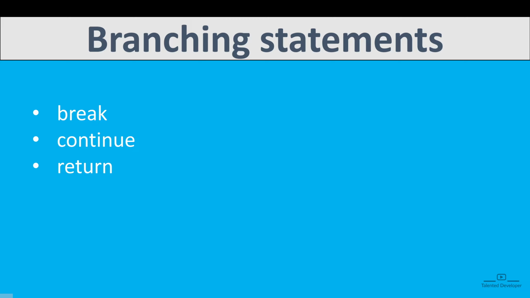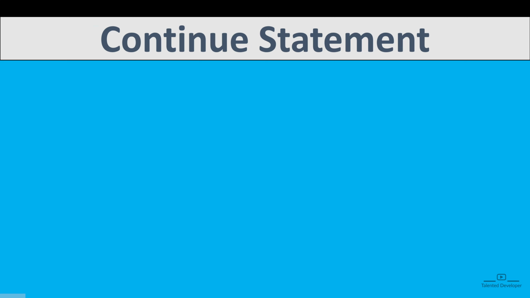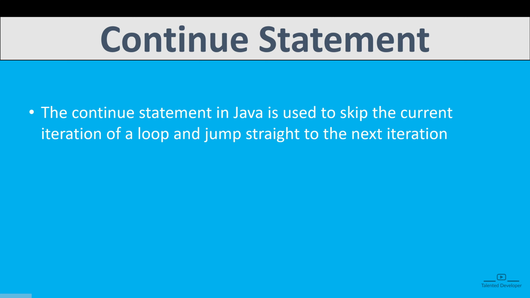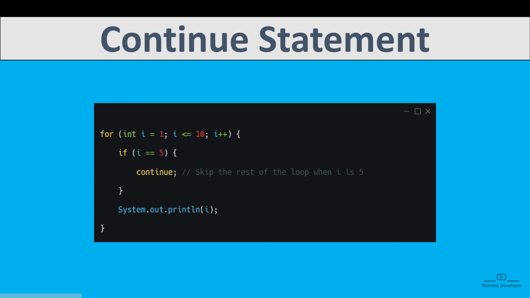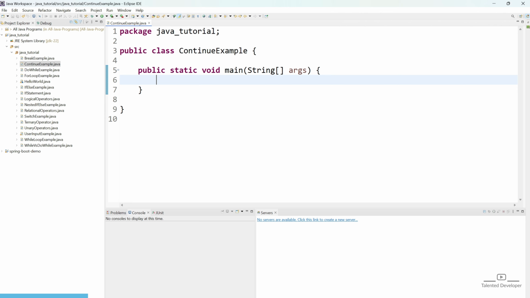In today's video, we are going to learn about the continue statement in Java. So what is the continue statement? The continue statement in Java is used to skip the current iteration of a loop and jump straight to the next iteration. Unlike the break statement, which exits the loop entirely, continue will just skip the remaining code in the current iteration. Let's see, then you will understand the difference between continue and break.